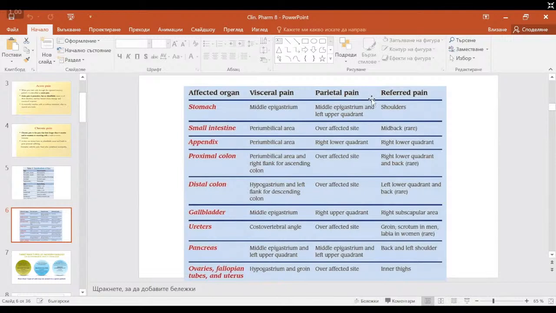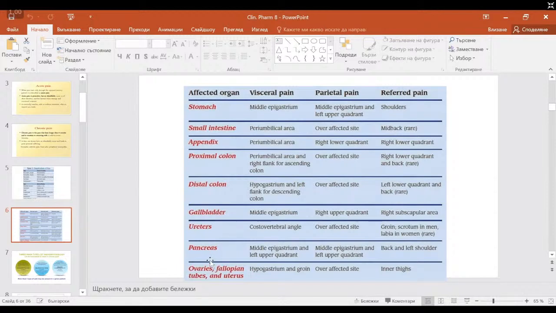But there is also a very interesting phenomenon called referred pain, when the main problem is in a completely different area, but the pain that is felt is in another area, like here with this example about the stomach. So if the problem is in the stomach, let's say a gastric tumor or gastritis or something else related to the stomach, the referred pain can be felt around the shoulders. And this goes also with the appendix, gallbladder, especially the gallbladder, and pancreas.